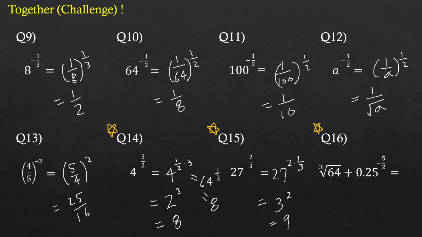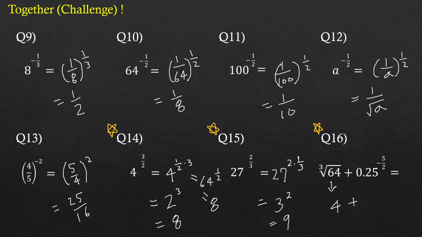Okay, the hardest question left. And this is going to be our final question. What is cube root of 64 plus 0.25 to the power of negative 5 over 2? So let's do this one first. Cube root of 64, that should be 4, right?